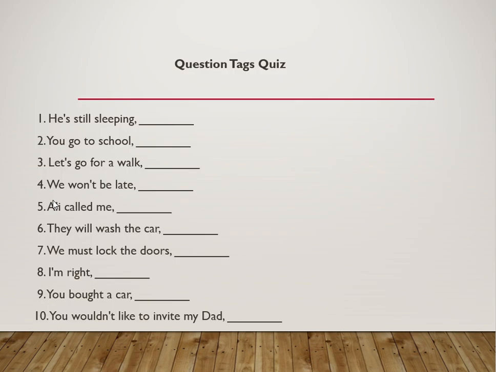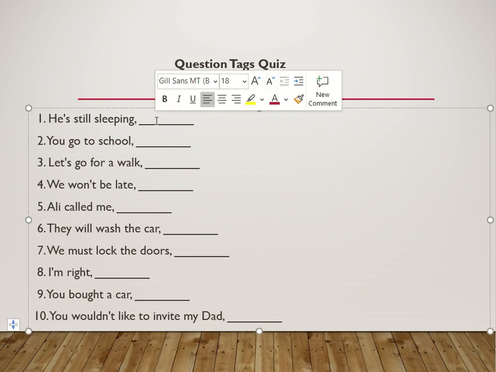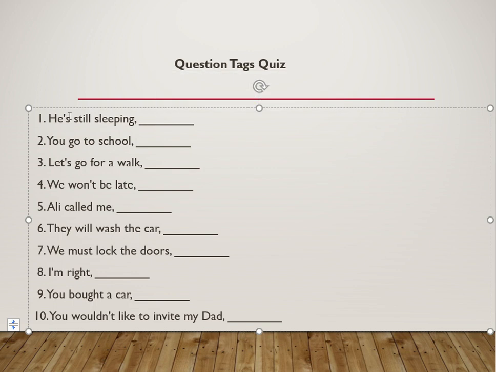Now let's go here and do this quiz together. He's still sleeping. The first one, he's still sleeping. So how can we form the question tag here? Look at the verb here, is. This is an auxiliary verb. So it is a positive sentence.